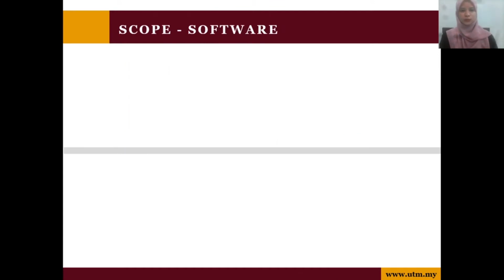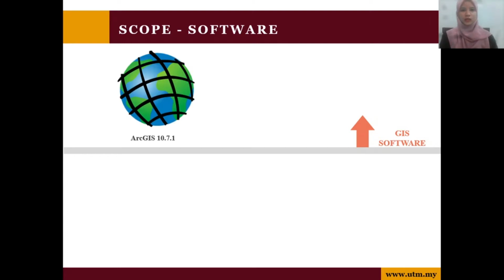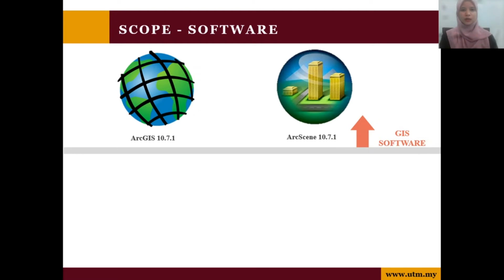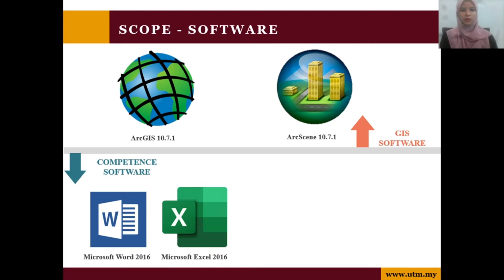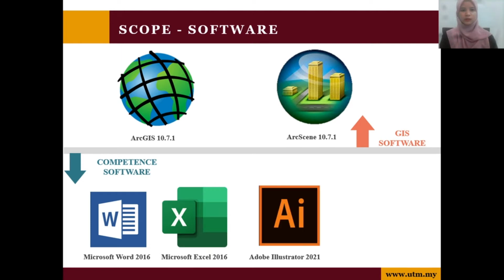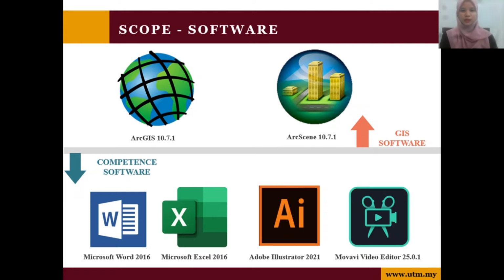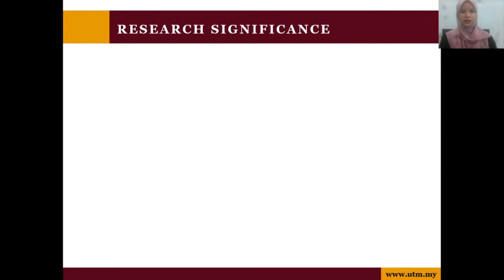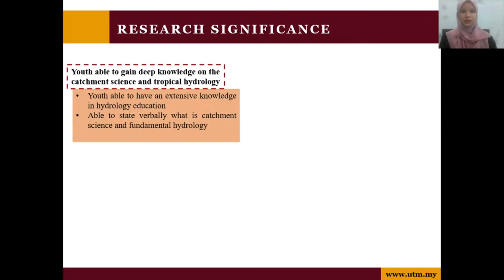For the scope, this research study involves two types of software, which are GIS software and computer software. The GIS software that will be used in this research study is ArcGIS and also ArcScene. While for the computer software, this research requires Microsoft Word, Microsoft Excel, Adobe Illustrator, and also Movavi Video Editor. This research study is expected to deliver four significant contributions. Firstly, you are able to gain deep knowledge on catchment science and tropical hydrology.